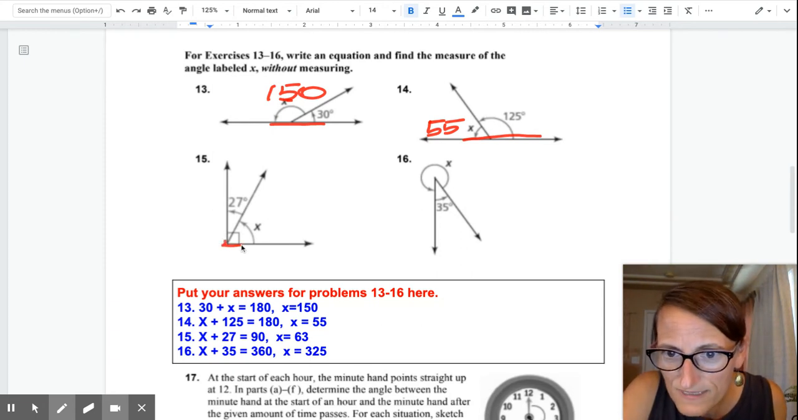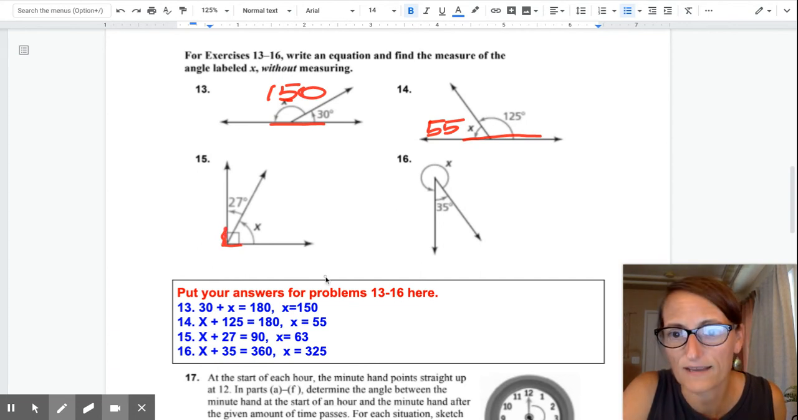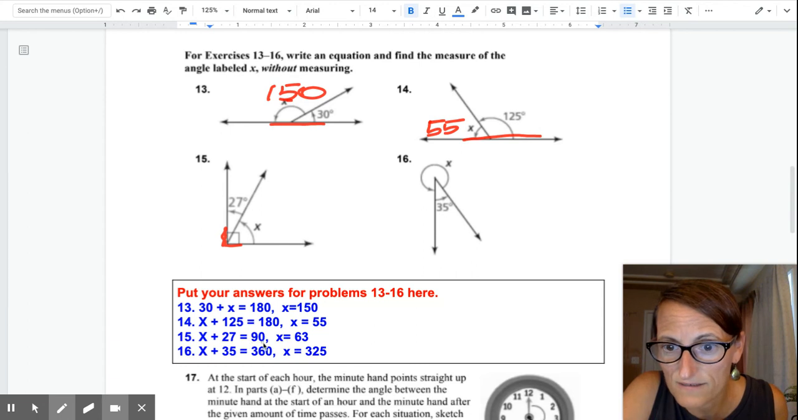For 15 and 16, for 15, we have complementary angles because you can see here it forms exactly a right angle. So we know those two numbers are now going to add up to 90 degrees. So we have x plus that 27 adds up to 90. And if you subtract off that 27, you will find that this must be 63 for those to add up to 90.